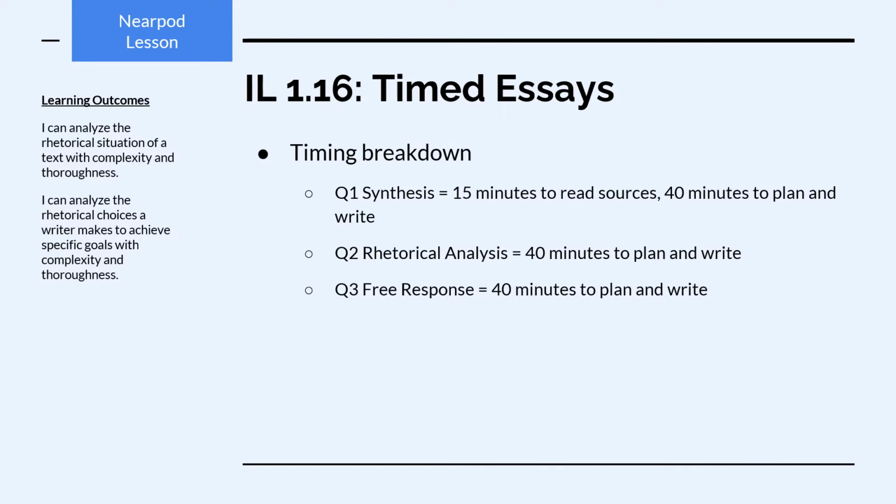The exam recommends that you spend about 40 minutes writing each essay, the exception being the Q1 synthesis essay, which they've built in an additional 15 minutes to read all of the sources that go with it. But beyond that, you should spend about 40 minutes planning and writing the essay, 40 minutes planning and writing the Q2 rhetorical analysis, and 40 minutes planning and writing the Q3 free response essay.